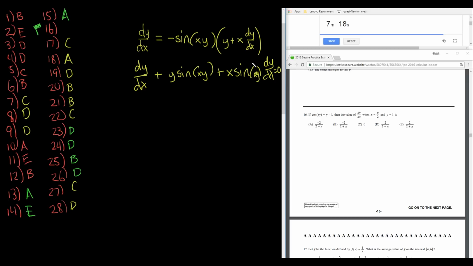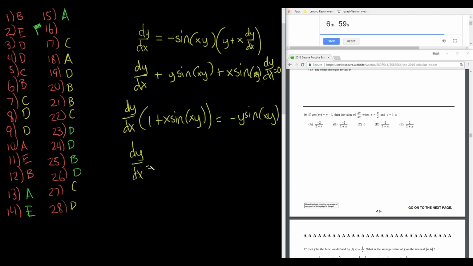Oh boy, running out of space here. So dy/dx times 1 plus x sine of xy, just factoring out here, equals negative sine of xy, just subtracting this here, and then we divide, so we get that dy/dx equals negative y times the sine of xy divided by 1 plus x times the sine of xy. I hope I didn't mess that up there.